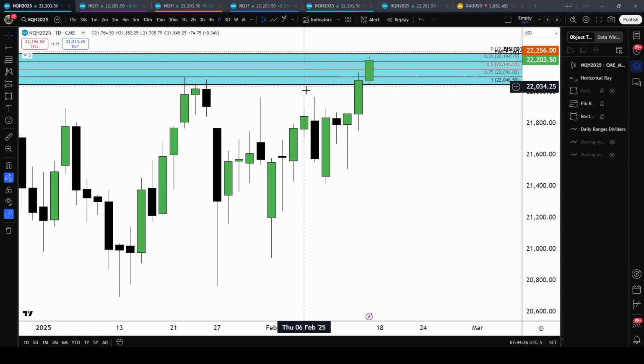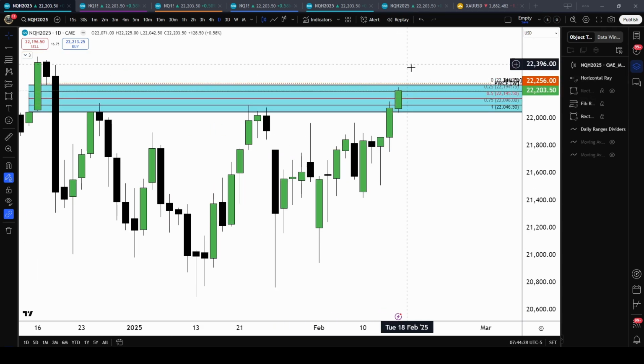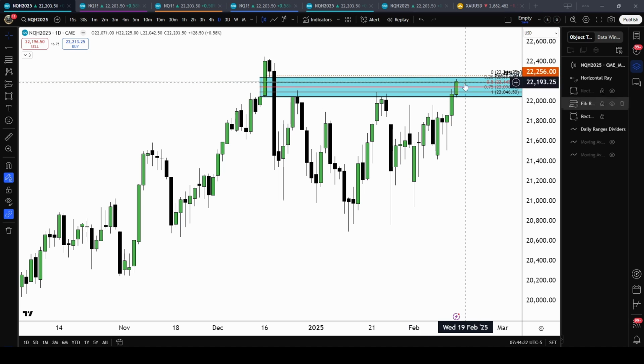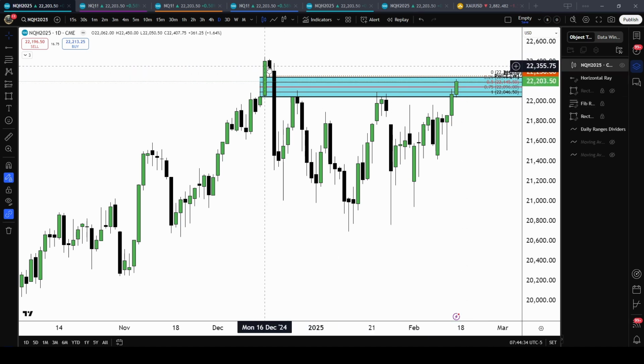If we manage to close above this busy, I want to see it act as support for upwards continuation into this candle's high, and ultimately this candle's high, which is also the all-time high.